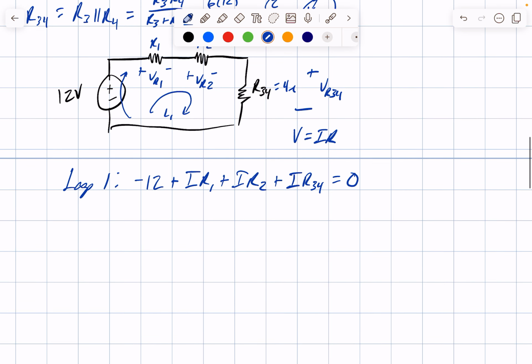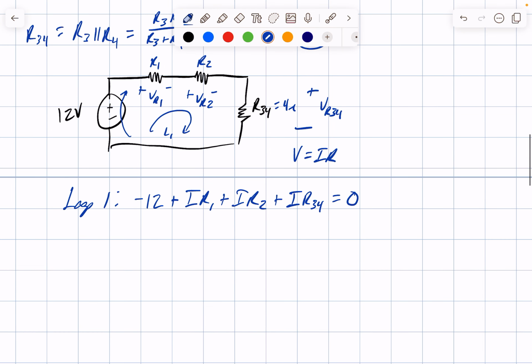And now we can go ahead and find the current of this circuit by using some common algebra here. So we can take the I out of R1, R2, and R34, and move the 12 to the other side. So this will end up looking like I times (R1 plus R2 plus R34) is equal to 12.